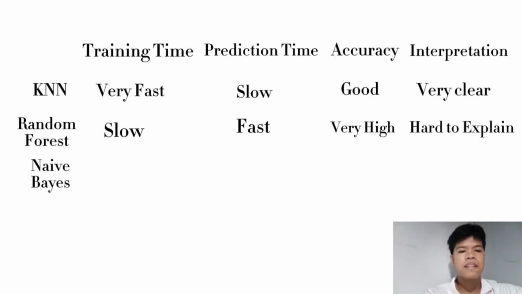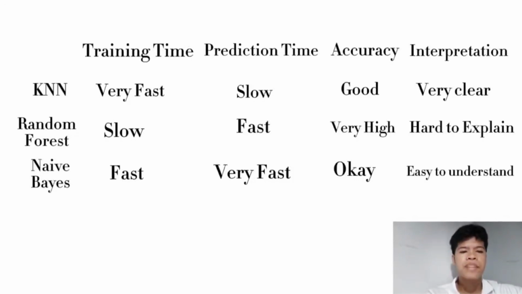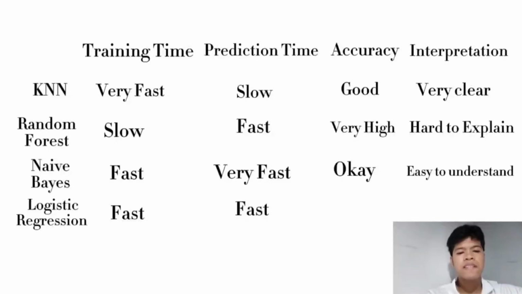Naive Bayes is fast in both training and prediction. It's not always very accurate, but it's simple and easy to understand. Logistic regression is also fast and works well with data that has a clear line between classes. It is also easy to explain.